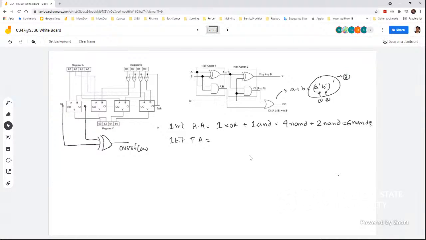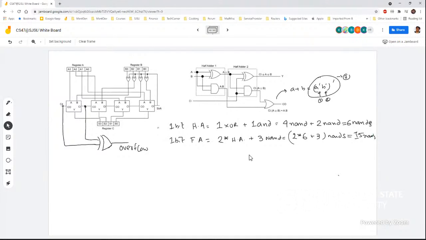So that means one bit full adder is 2 multiplied by the number of NAND in half adder plus 3 NAND, which is like 2 multiplied by 6 plus 3 NANDs, which is 12, 15, right? 15 NANDs.